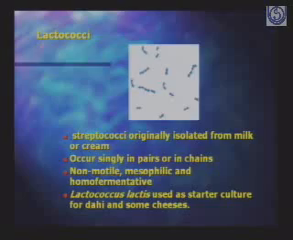So first we take Lactococci. Lactococci were initially known as Streptococci and they were isolated from milk or cream. They occur singly, in pairs or in chains as shown in the photograph. They are non-motile, as cocci they do not have a flagella, mesophilic in their temperature requirements, and homofermentative. The most common species is Lactococcus lactis, which is used as a starter culture for dahi and some cheeses.